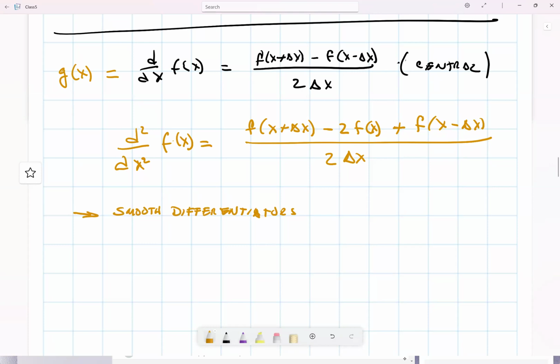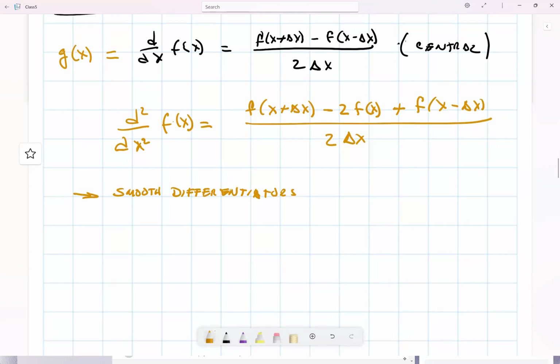And you can take derivatives of very high order. The problem with derivatives is, if you take the derivative with respect to time of sine of omega t, this will give you omega cosine of omega t, right? And if you take the next derivative, the second derivative of sine of omega t, it will give you the negative of omega squared sine of omega t.